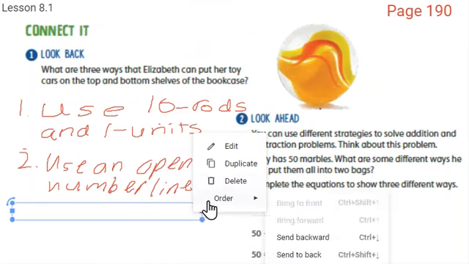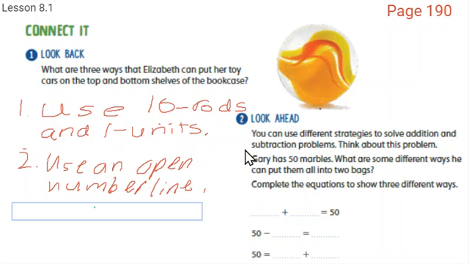And 3. Use the standard algorithm. So there you go. Those are the 3 ways that we can do it. Write down what way that you did it. I want to see it.